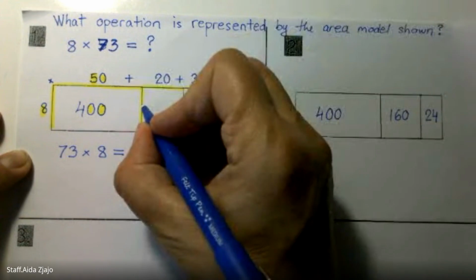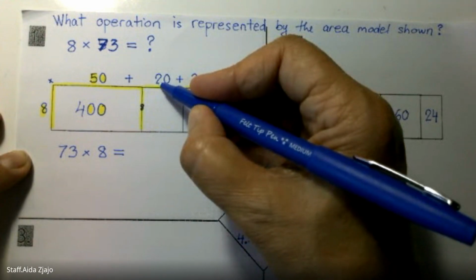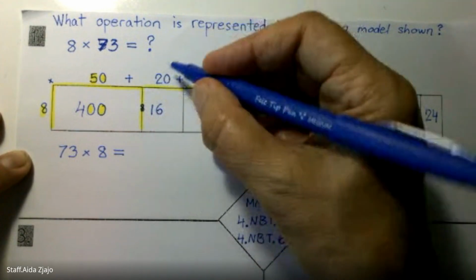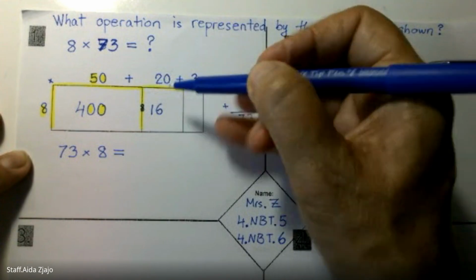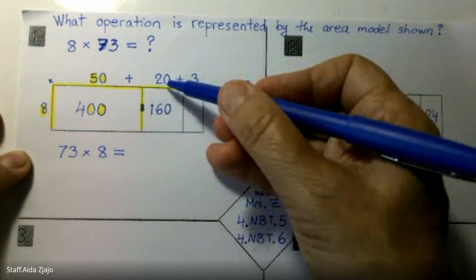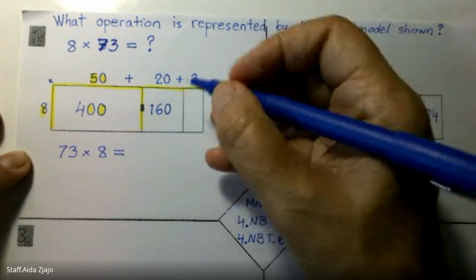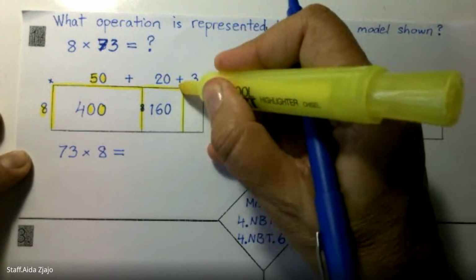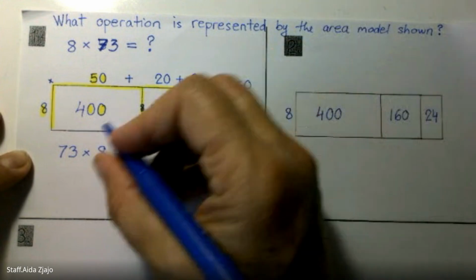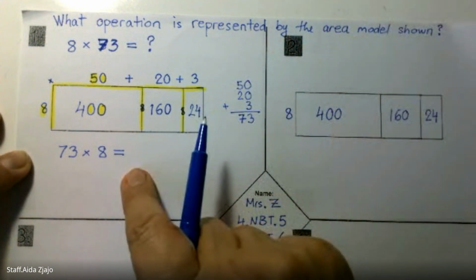Now we are focusing on that area. Thinking about this little tiny 8, 8 times 20, you can think 8 times 2 is 16, and times 10 is 160. Or if you skip count by 20, you get 8 20s, it's 160. The last area is also 8 times 3. So 3 8s, you can add 3 8s, or you can say 3 times 8 is 24. Now you know what the answer is.